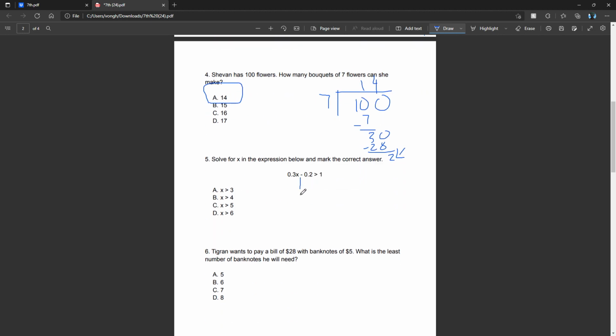Solve for X, same thing. Add 0.2 to isolate X. You get 0.3X is greater than 1.2. Divide by 0.3. X is greater than 4. So B.